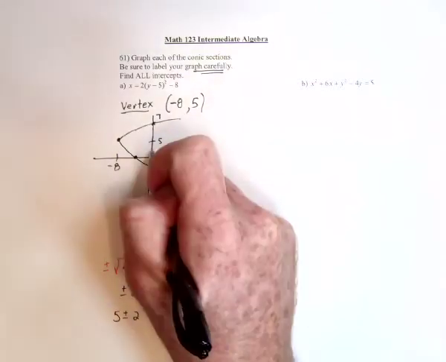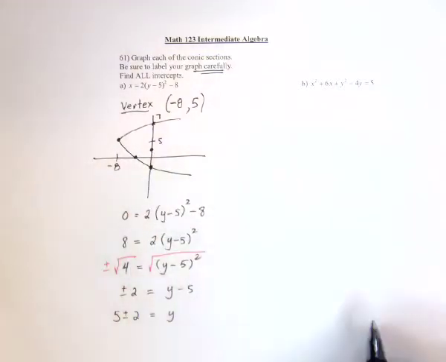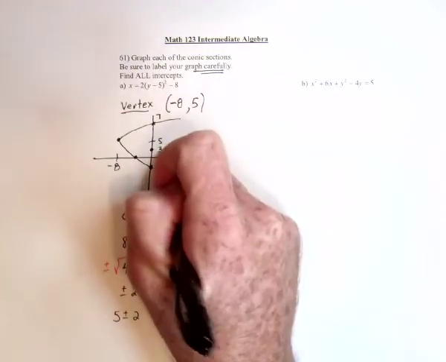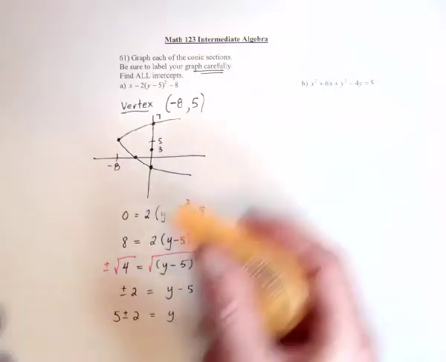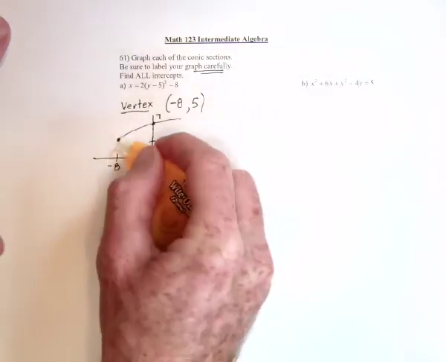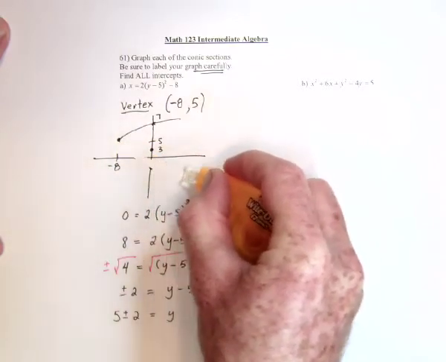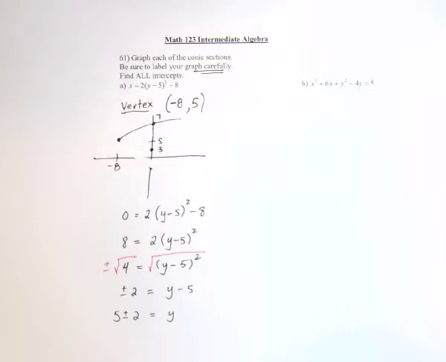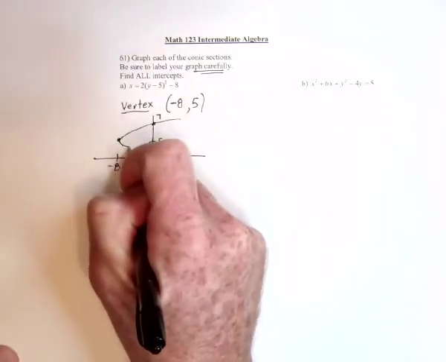Oh, so actually this thing is much skinnier than I thought. So it goes through right here at 3. Well then, looks like I need a do-over on my graph. Good thing I've got the eraser right here. So, it's skinnier, it's like this.